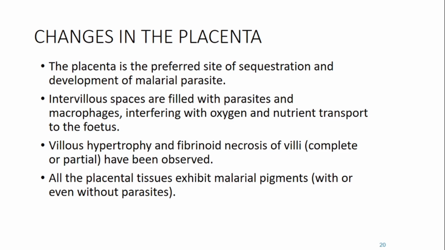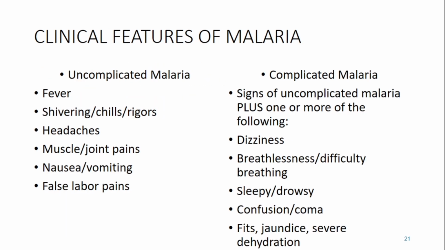There are also malaria pigments, called hemozoin pigments, which are deposited in the placental bed, such that even after the parasites have been cleared out, these pigments stay within the placenta, and this could also compromise oxygen and nutrient supply to the fetus. This could then lead to intrauterine growth restriction and low birth weight babies.